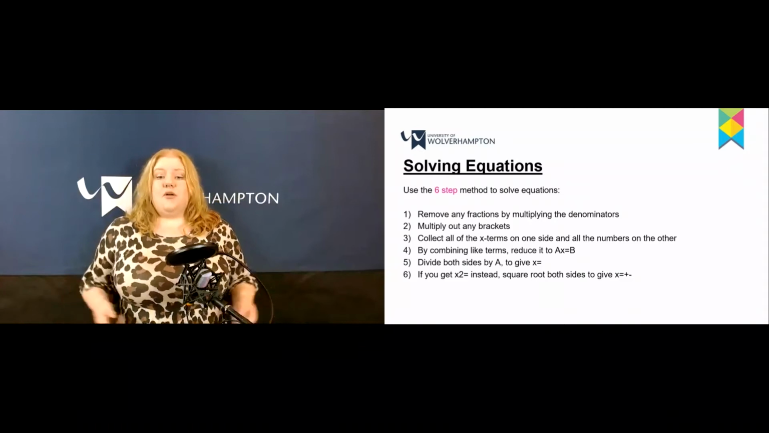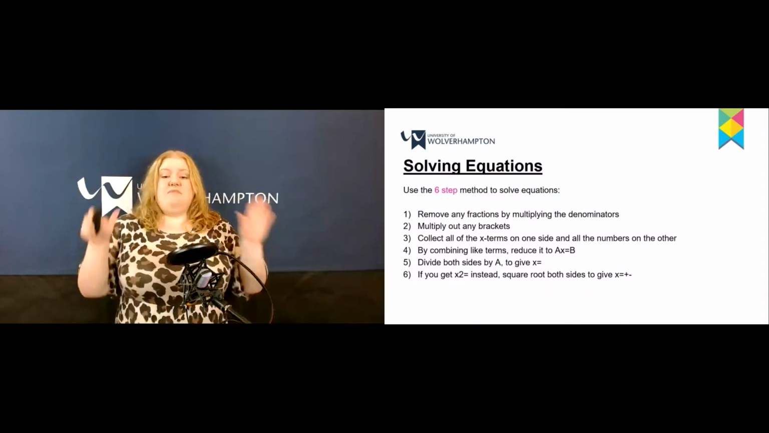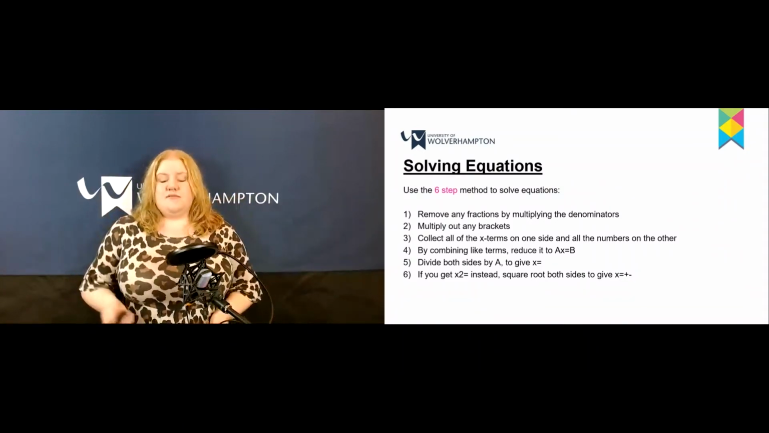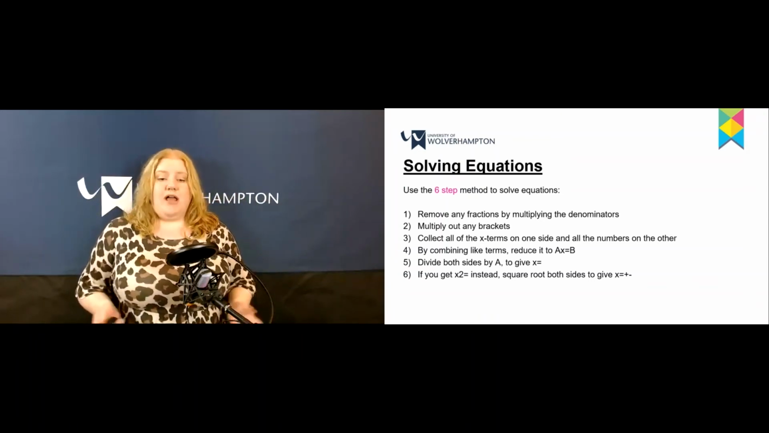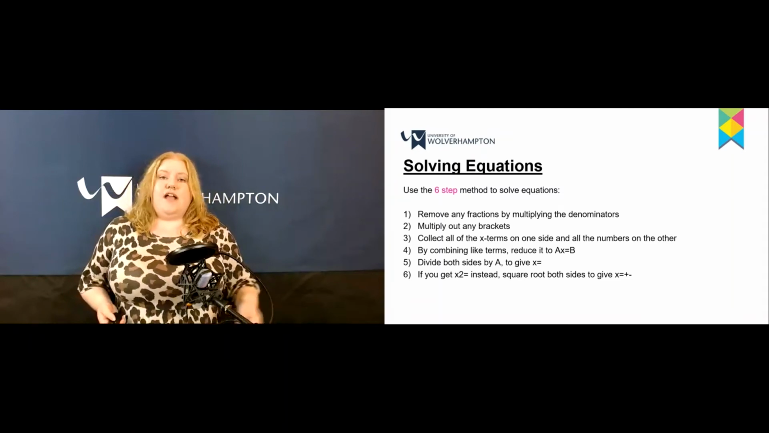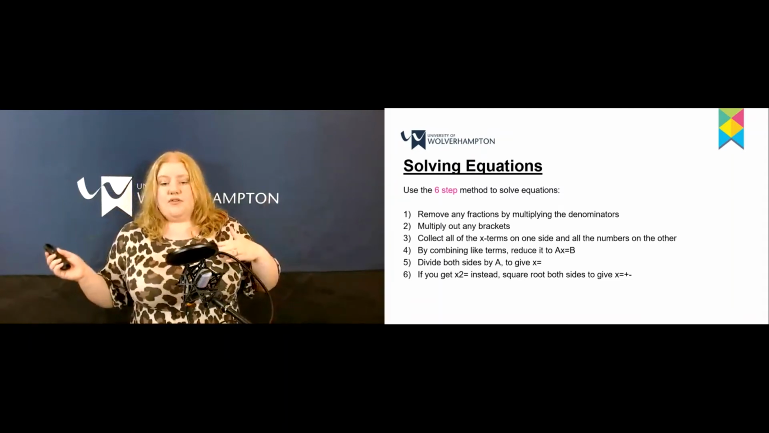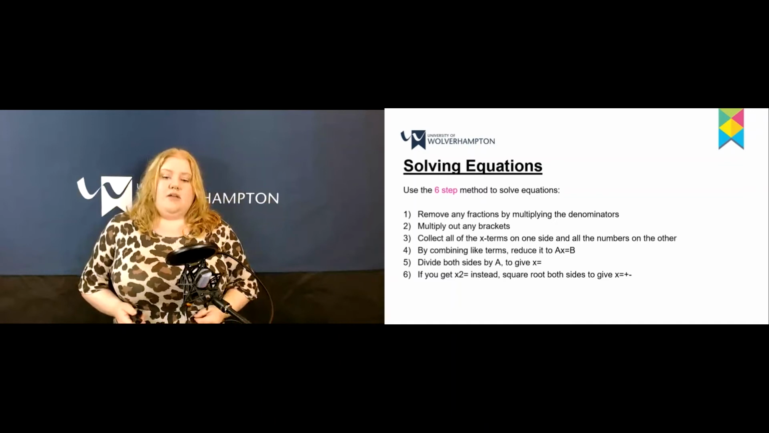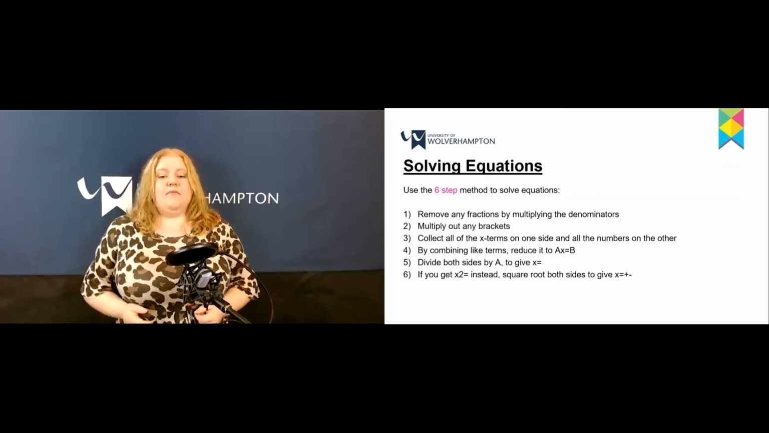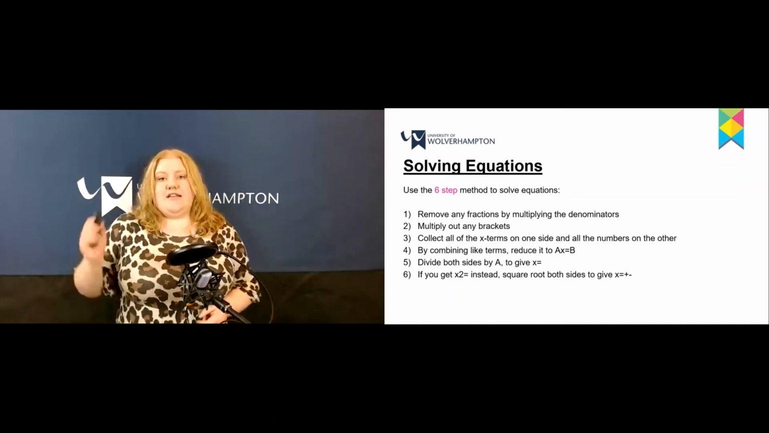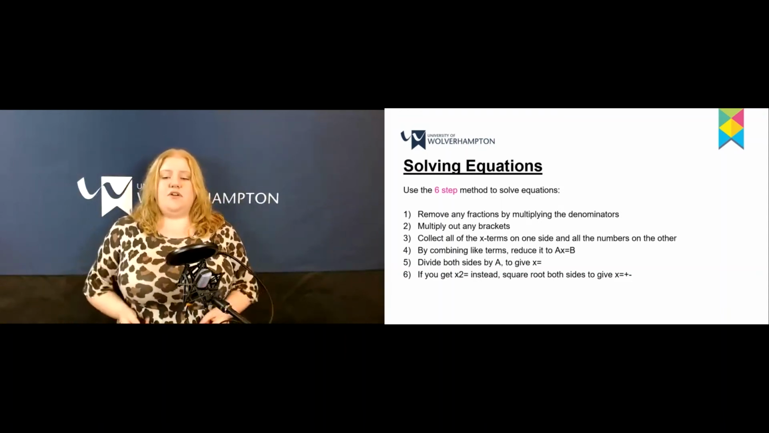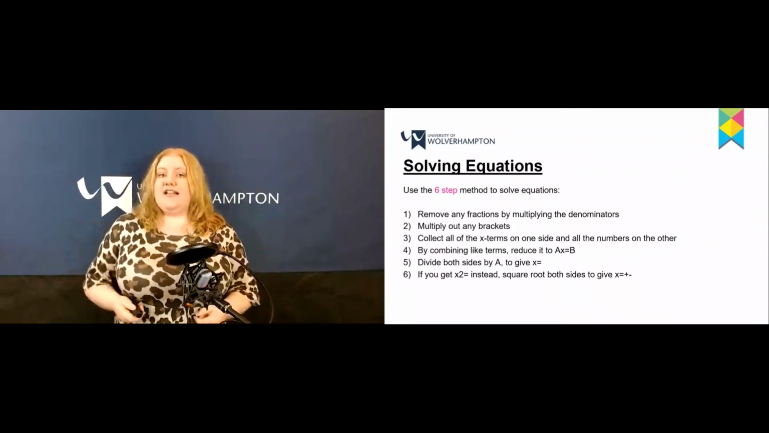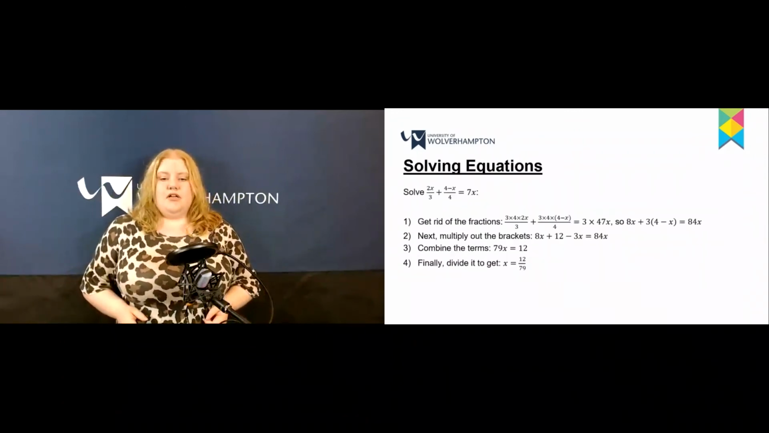So now, solving equations. Simply use this 6-step method to solve equations. Remove any fractions by multiplying by the denominators, multiply out any brackets, collect all of the x terms on one side and all the numbers on the other. By combining the like terms, you can reduce it to ax equals b. Divide both sides by a to give x equals, and then if you get x squared instead, square root both sides to give x equals your final answer. Here are some examples.